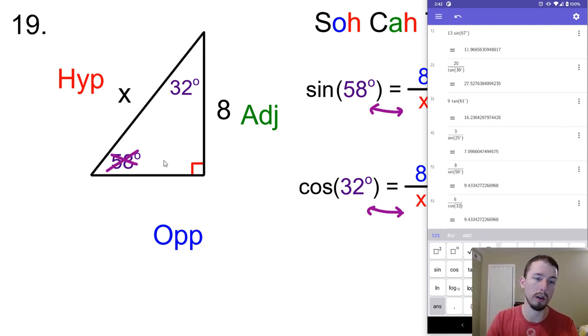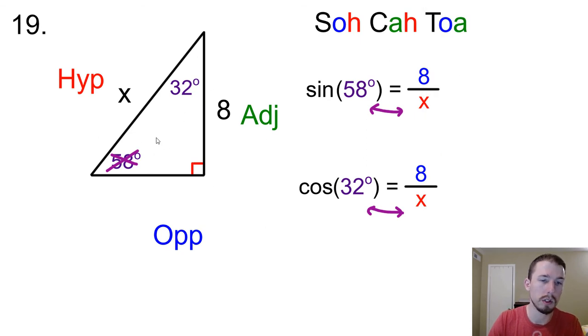So if you are given two angles, you can choose whichever one you want. What I recommend is choose one of the angles and cross out the other one so you don't accidentally switch halfway through the problem. All right, so that's it.